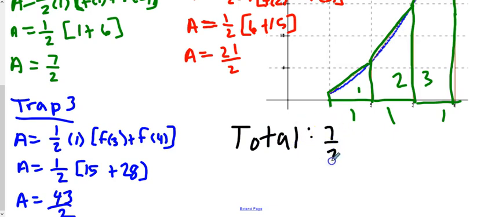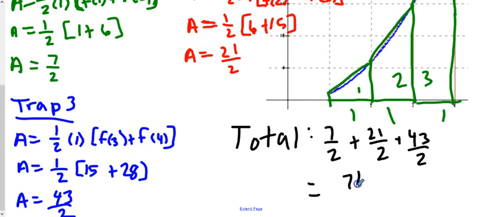So we've got 7/2 plus 21/2 plus 43/2, which gives us 71/2 units squared.